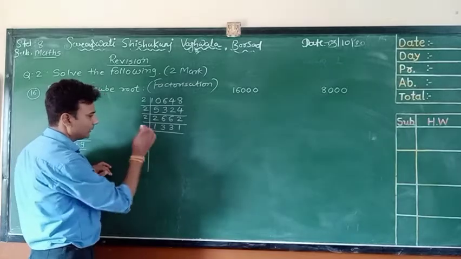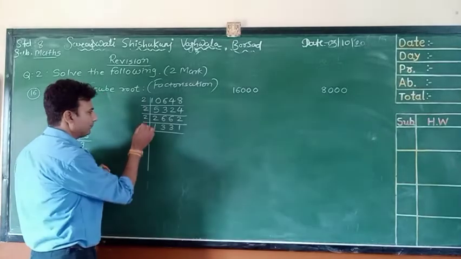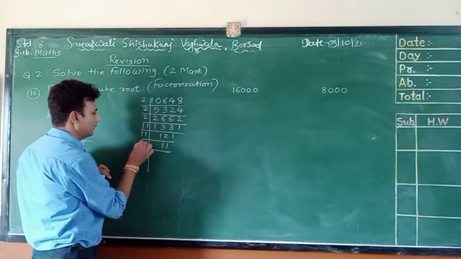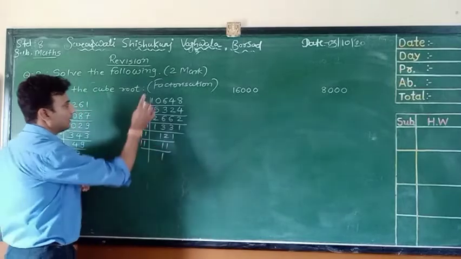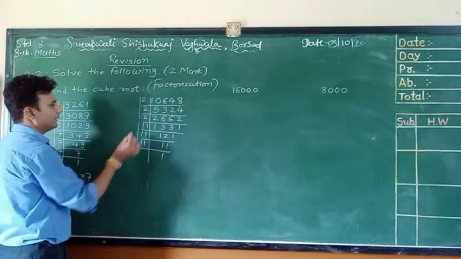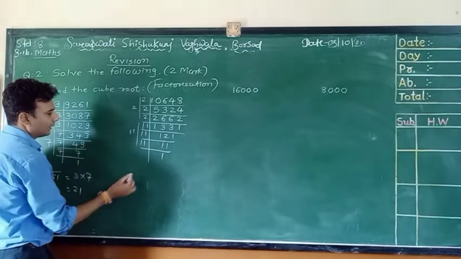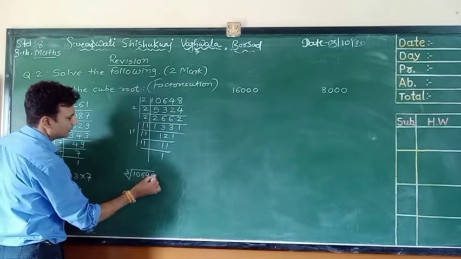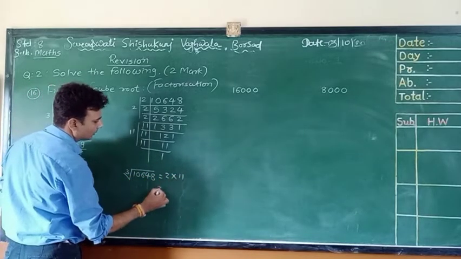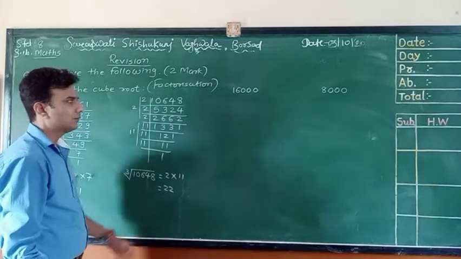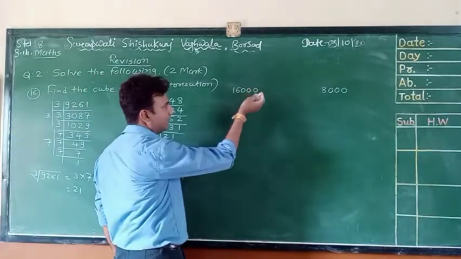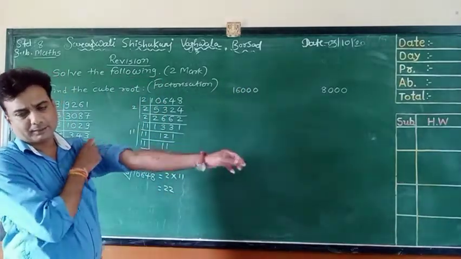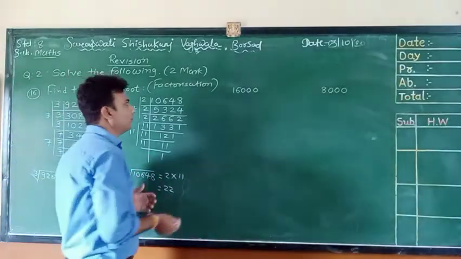That means we know this number is divisible by 11. 11 and this 121. 11 elevens are 121. So now the cube root: 3 twos, and this 11, this 11. Now the cube root of this number, the cube root of 10648 equals 2 into 11, 11 twos are 22. Now the 16,000. For 16,000 we can find it directly. But if we can't find it by a direct method, then see how we can find the cube root of 0.